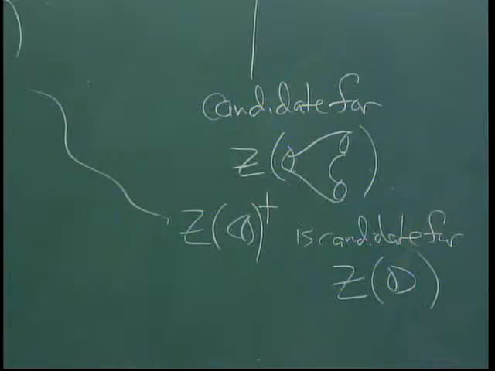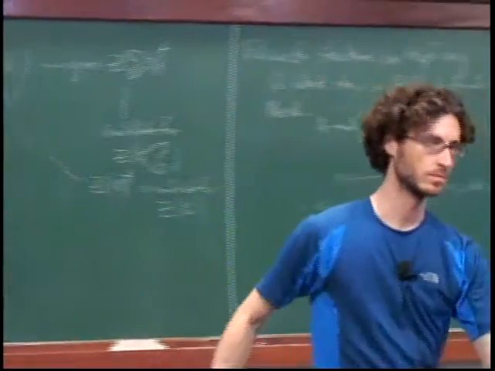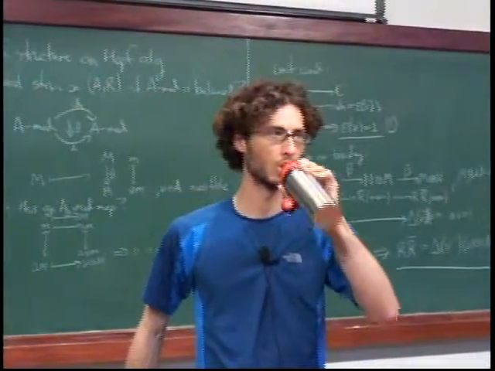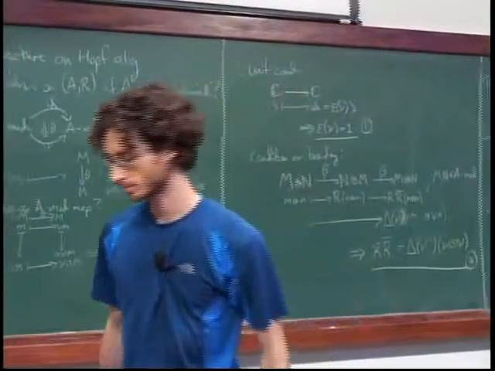Yeah? In the Frobenius case, you can use the co-evaluation or the other way around to go from one to the other, right? And there is no analog here?